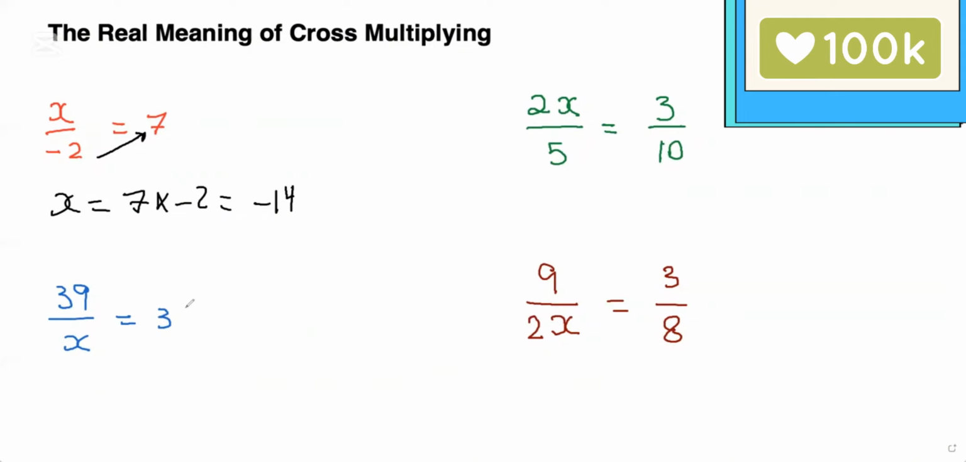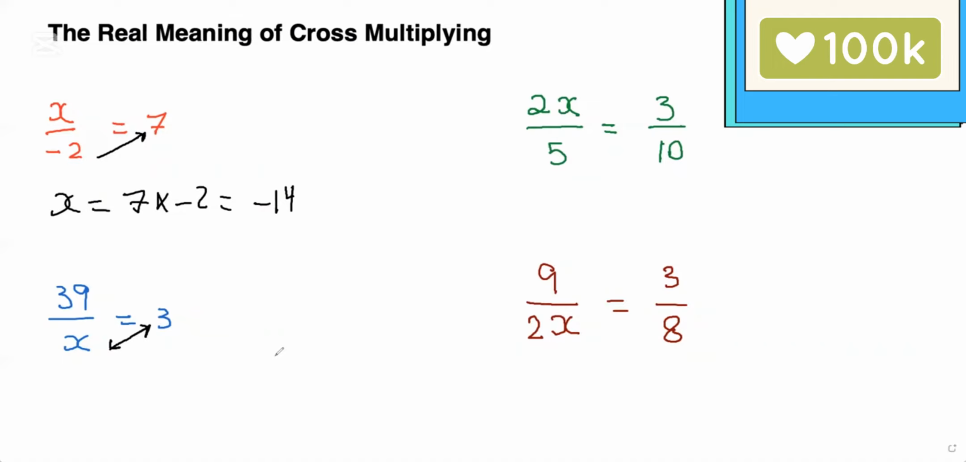So the second one, we have 39 over x equals 3. And you realize that 3 is over 1, so 3 is the numerator. And x is in the denominator. Now, this is kind of a sticky situation. We don't like x being on the bottom. But you know what you can do? You can cross the x to the numerator, which is the 3, and the 3 could cross to the denominator on the other side. So you'll end up with 39 over 3 equals x.